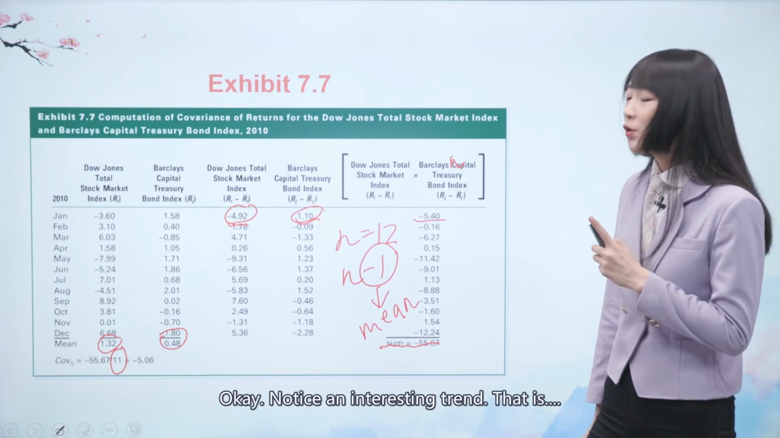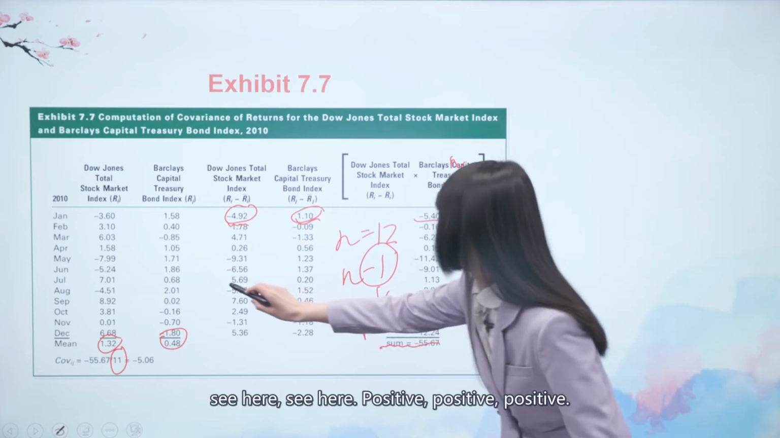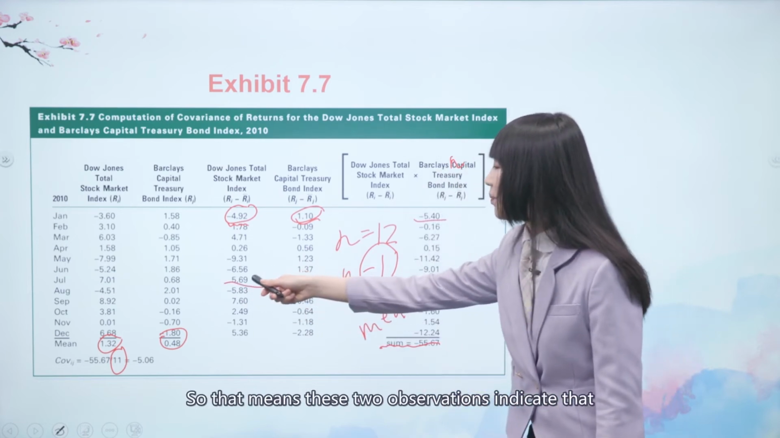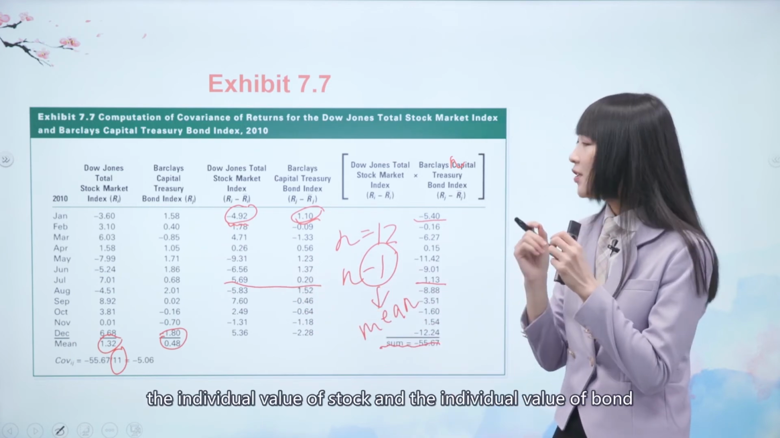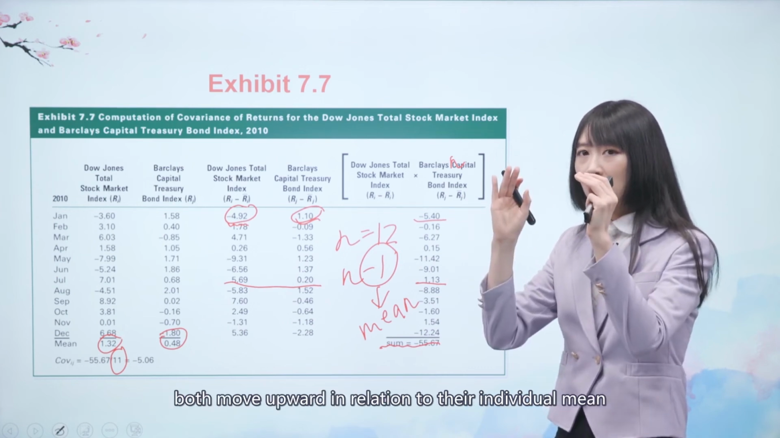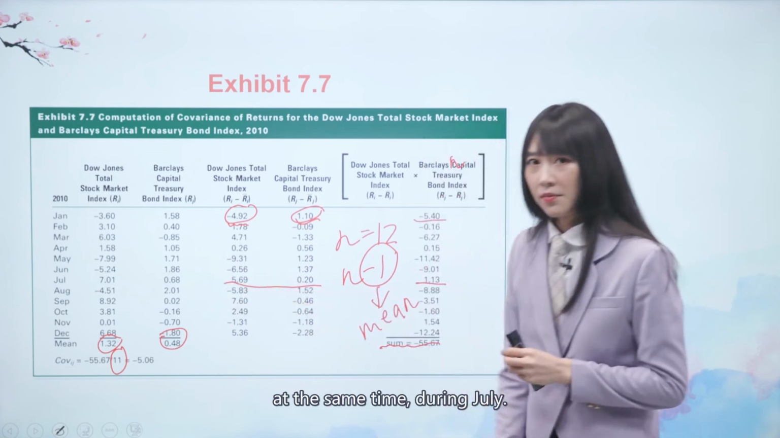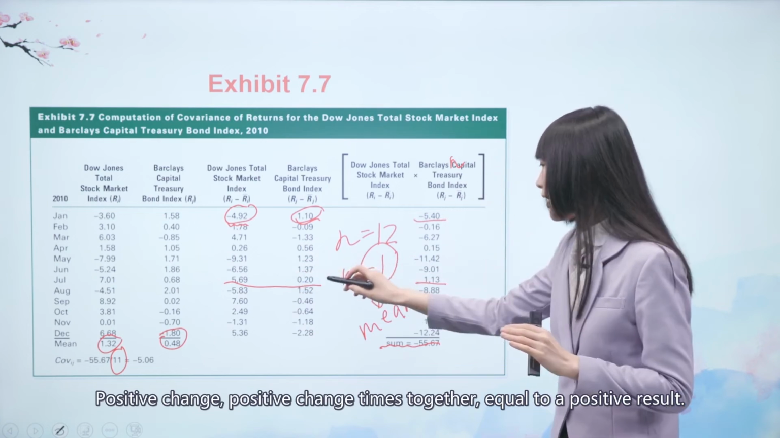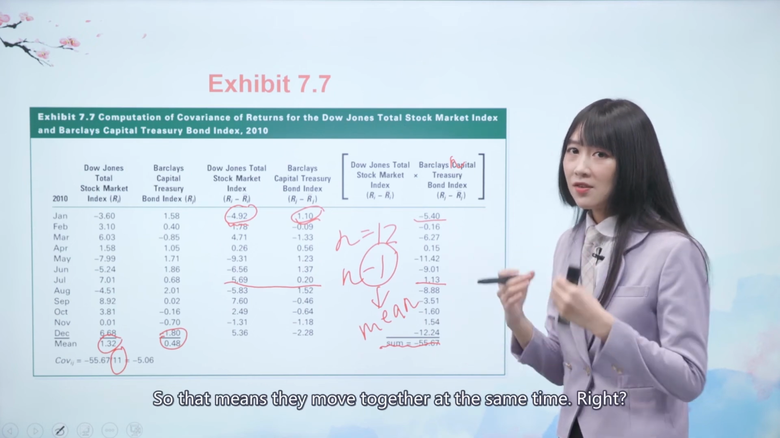Okay, notice an interesting trend. See here: positive, positive, positive. So that means these two observations indicate that the individual value of stock and the individual value of bond both move upward in relation to their individual mean at the same time during July. So a positive change times a positive change equals a positive result. So that means they move together at the same time, right?